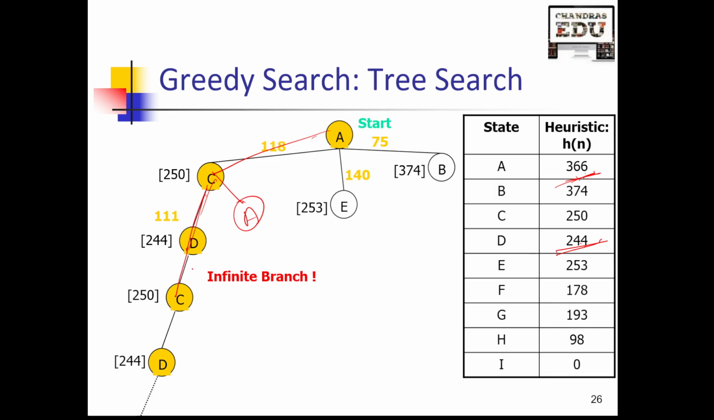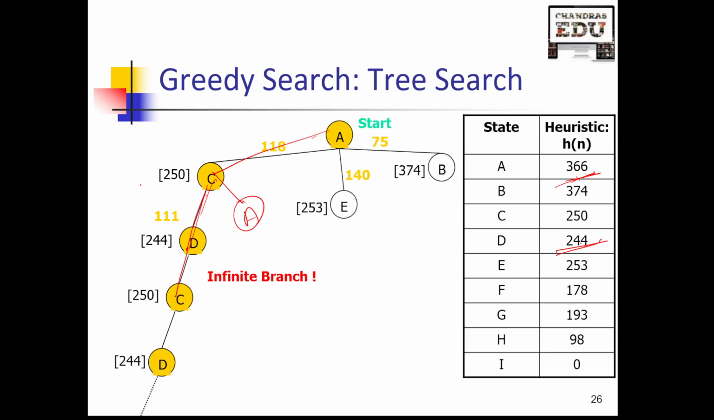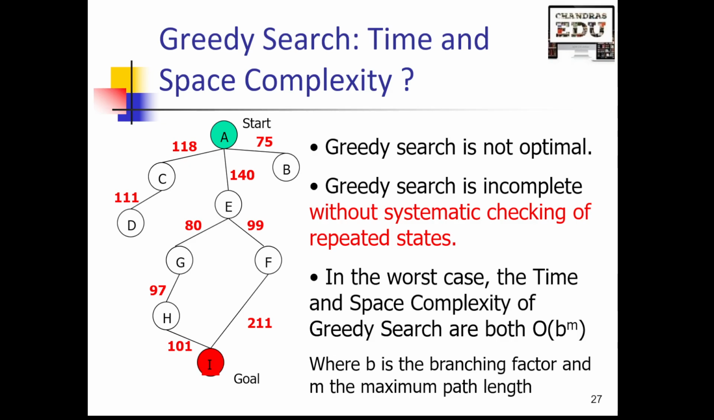From C, what are the two paths which are available? From C, it is path to D and path to A only. So A, it should not go at all. So it should go to D only. So once again it will be going to D. So like that it will be repeating C, D, C, D, C, D, which becomes an infinite branch. So in this case, what we can say is it is not complete also. That means sometimes we may not get a solution by using this greedy best first search.